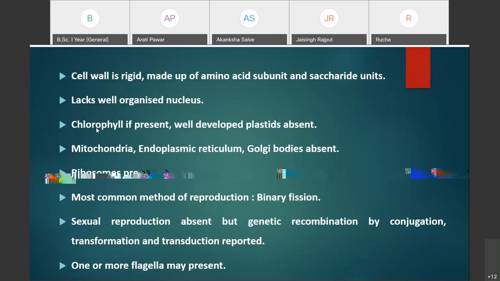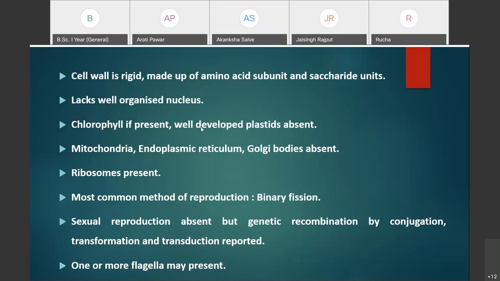And well-developed plastids are absent. Well-developed plastid means what? The chloroplast. It is a type of plastid which is present in plants. But in bacteria, the chlorophyll is not present in a developed plastid; instead it is present in the primary involuted cytoplasmic membrane. That is another difference between the plant cell and the bacteria: in some bacteria the chlorophyll pigments are present, but in the involuted cytoplasmic membrane, and well-developed plastids are absent in the bacterial cell, while in plants the chlorophyll pigments are present in the well-developed plastid as the chloroplast.